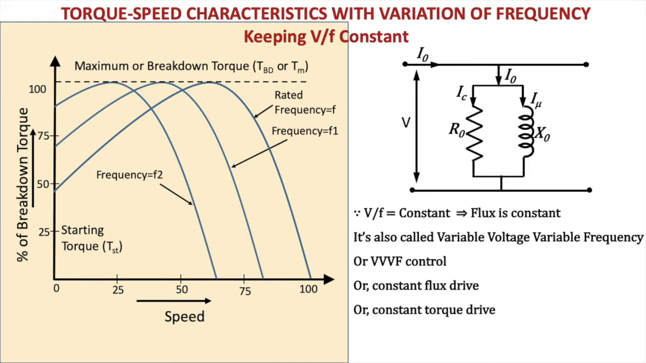This is the reason why we have been able to replace almost all the DC motors with induction motors, because the main disadvantage of the induction motor was the proper speed control and the starting torque. Both have been managed here with the help of variation of frequency, keeping V by F constant. Commonly in industry it is called VFD, that is variable frequency drive.